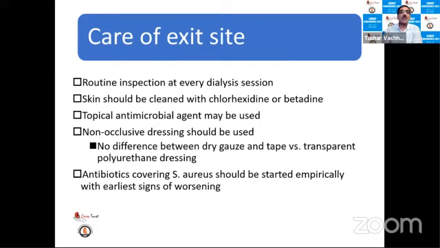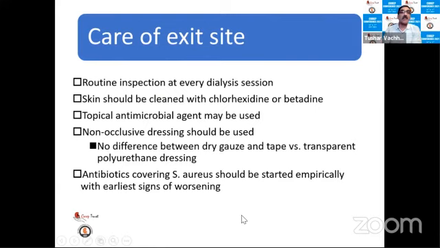So here you really want to be very, very careful when handling these catheters. If you take shortcuts or cut corners, then you are very likely to run into issues with catheter-related infections. Taking care of the exit site is very important. Routine inspection at every dialysis session.